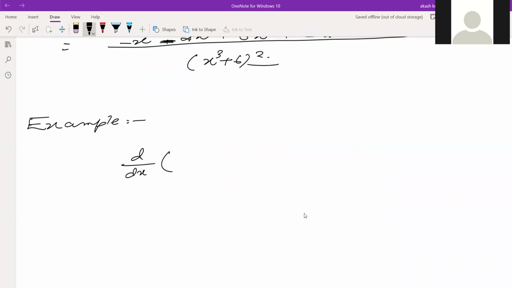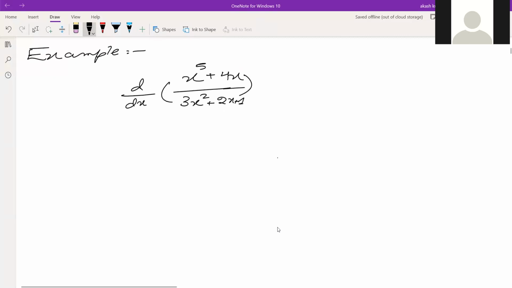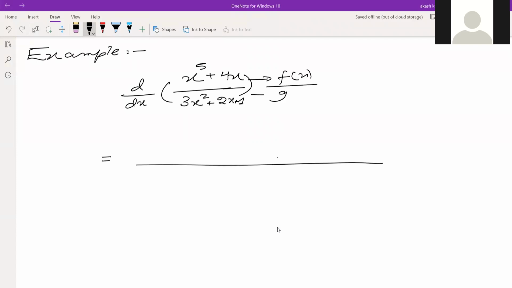D over dx of x5 plus 4x, and in the bottom we have 3x square plus 2x plus 1. Okay, this is the function. We have to take its differentiation. So this is our f of x. And this is our g of x. Again, g of x is 3x square plus 2x plus 1.